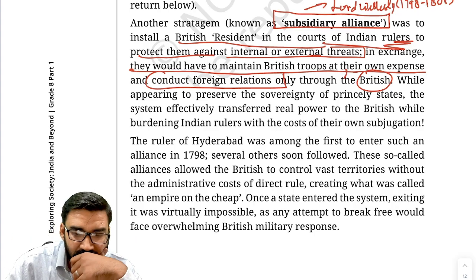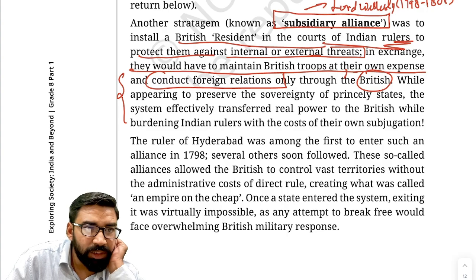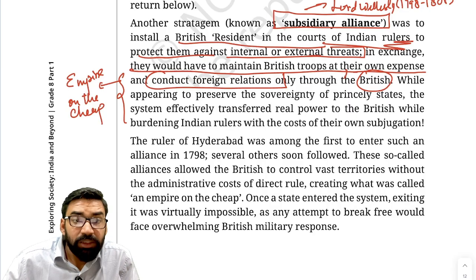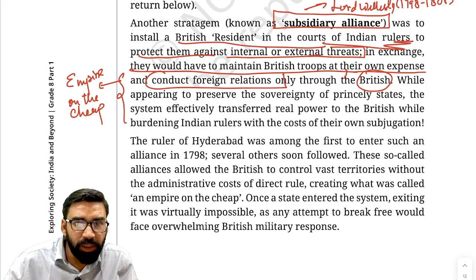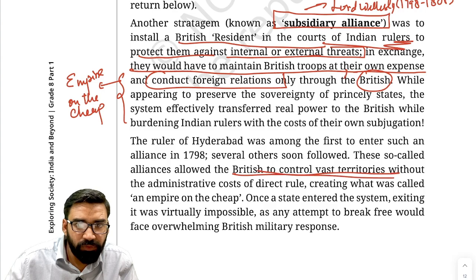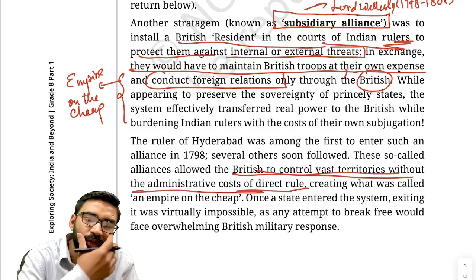We need to understand here, in this way, you will see empire on the cheap. What does this mean? In this way, Britishers were able to control vast territories without the administrative cost of direct rule. British को cost bear ही नहीं करना पड़ा.